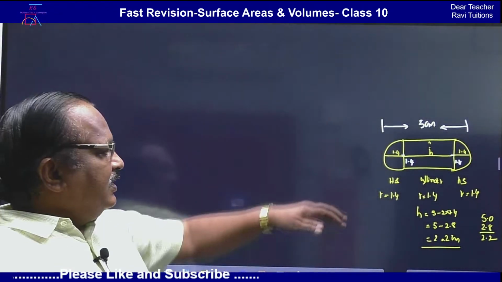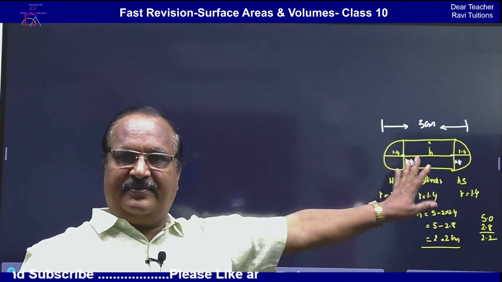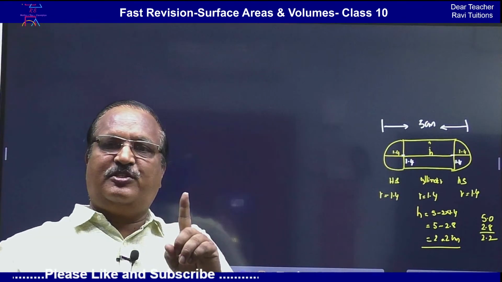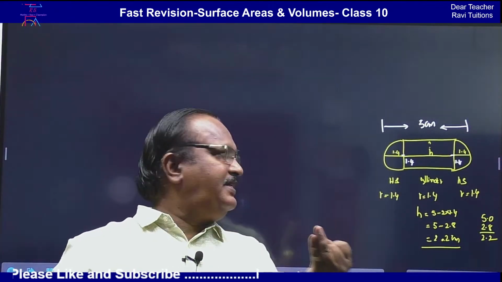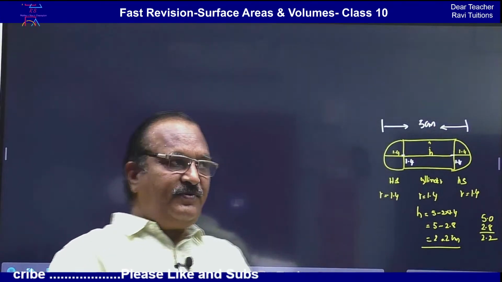Now we have got all the measurements. A hemisphere has only one measurement, radius. A cylinder will have two measurements, radius and height. That's it. Now we have to find out.